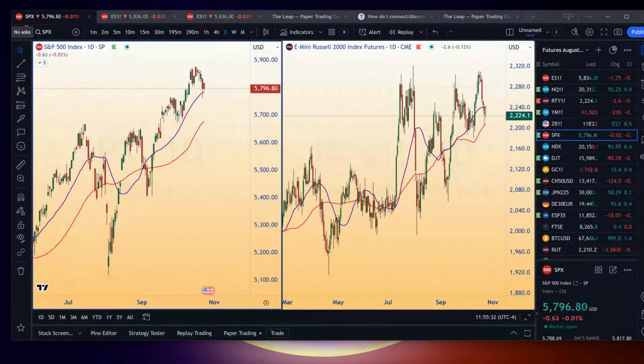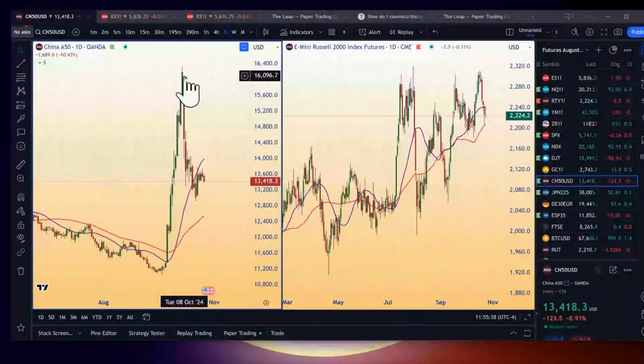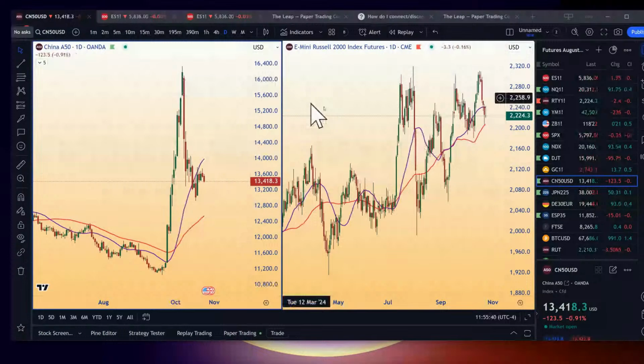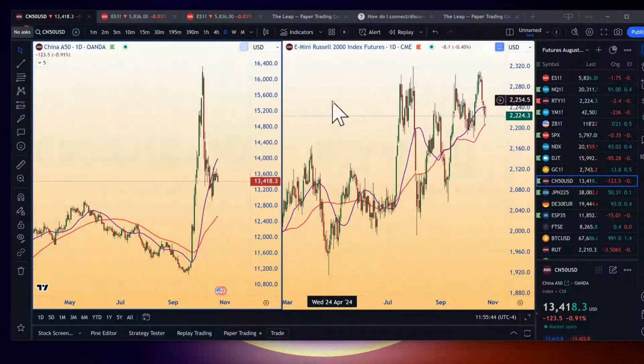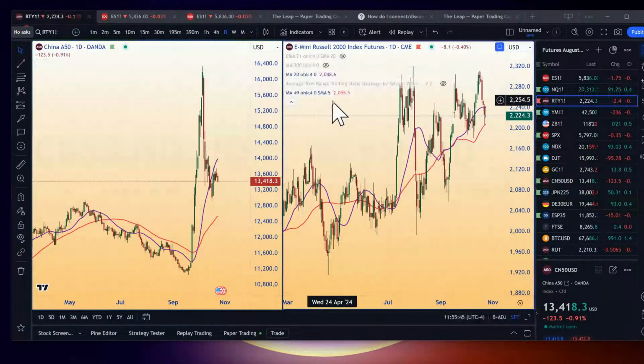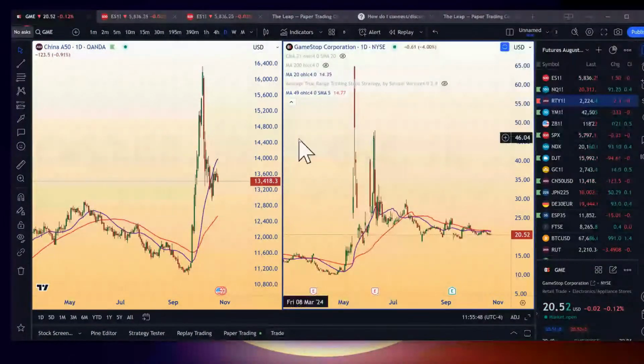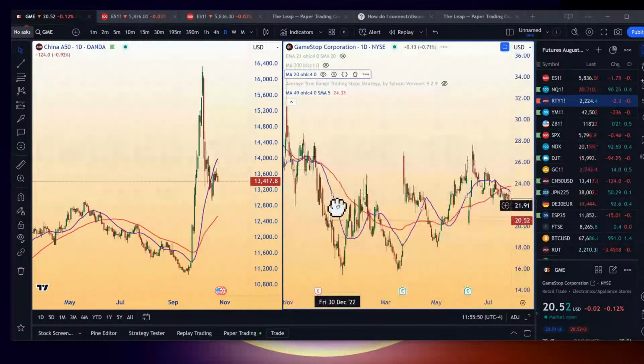Now, the other, and I think this is pretty cool, is China. Everybody loved China up here. And we were showing the correlation between this parabolic move in China and the parabolic move in GME in 2021. It's pretty interesting. I'll show you.